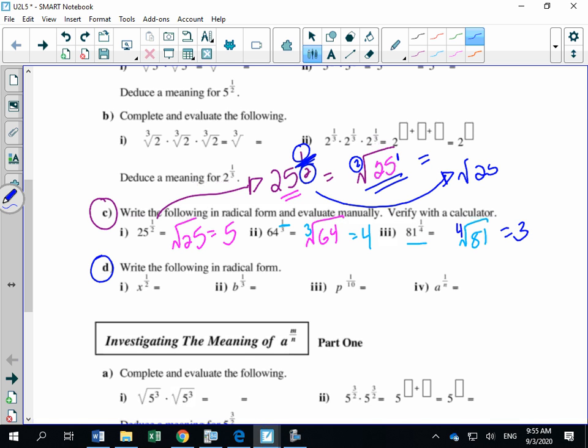D. Write the following in radical form. So I want you to pause this, and I want you to see if you could write each of these variables to a fractional exponent. Can you write each of these in radical form, just like I did up here, and then unpause it and check my answers? Okay, x to the power of 1/2 is simply the square root of x. B to the power of 1/3 is the third root of b. P to the power of 1/10 is the 10th root of p, and this one would be the nth root of a.